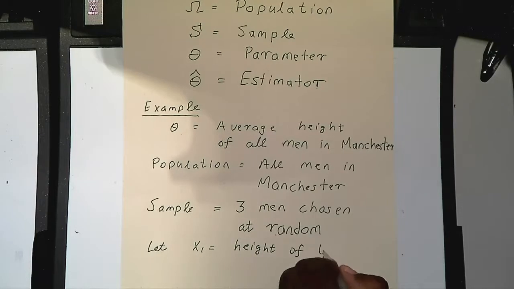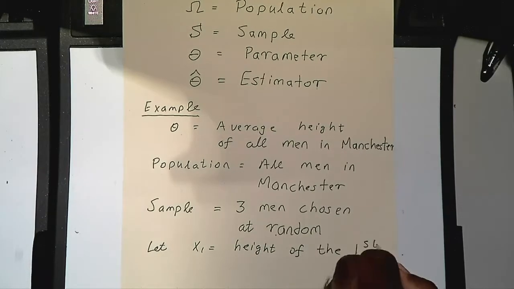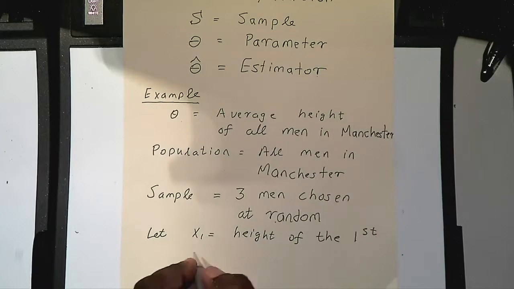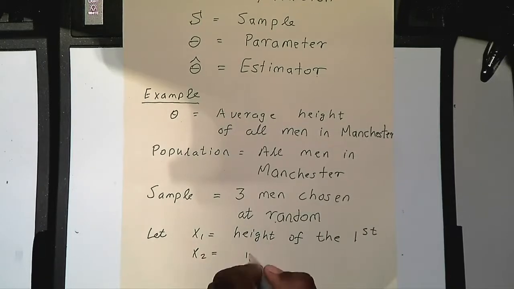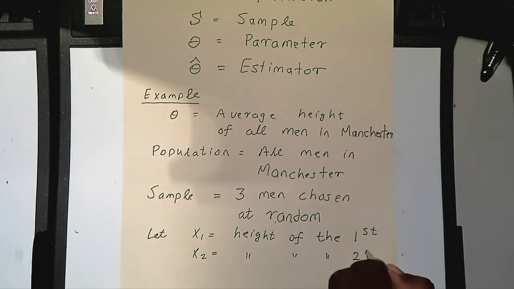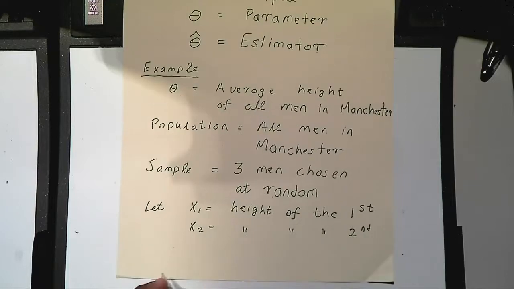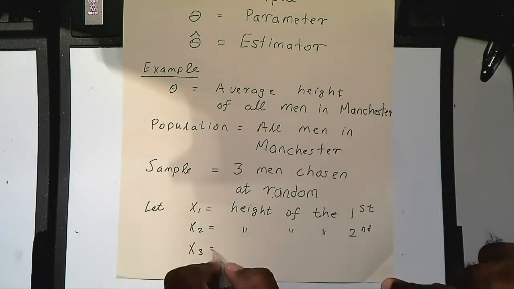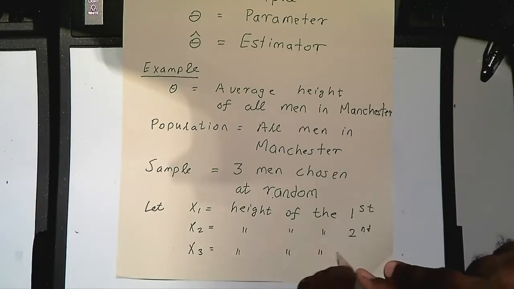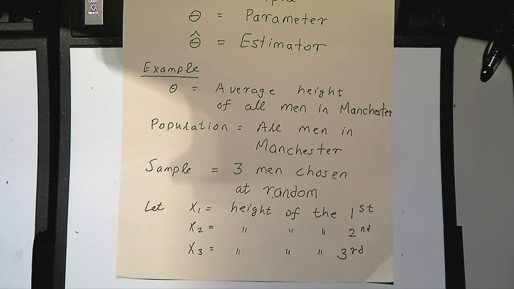of the first man. Let x2 denote the height of the second man, and let x3 denote the height of the third person. So you have three numbers, x1, x2, and x3. Now we want to estimate theta. Remember, theta is the average height of all men in Manchester. So how can we do that?